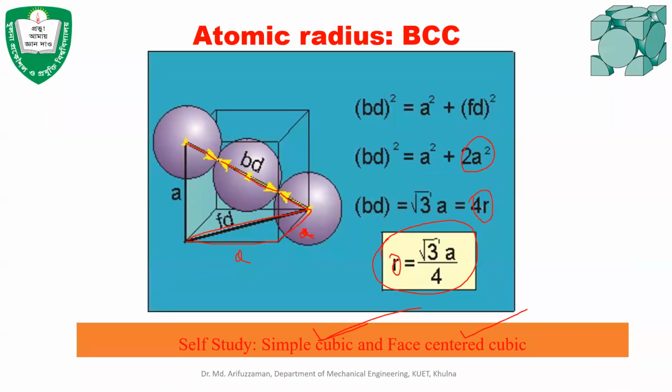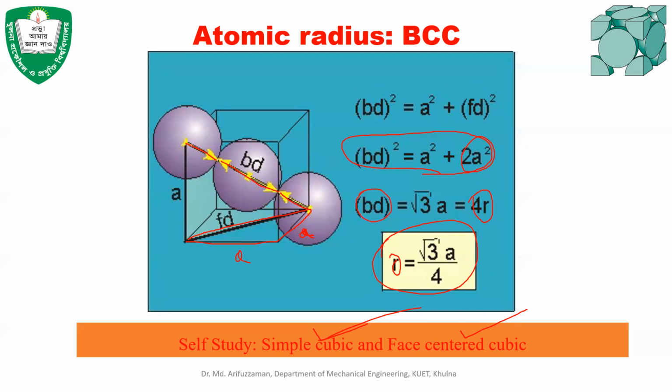Which one? This one? So root 3A equals 4R. How? Oh, you're asking why root 3A equals 4R, right? Okay. Actually, BD equals 4R. You got the root 3 from here. By solving this equation, BD equals root 3 times A, since it is A square and A square; if you root it, the square is gone, then there will be A, and root 3 will be there. But BD, we can actually say BD equals 4R.